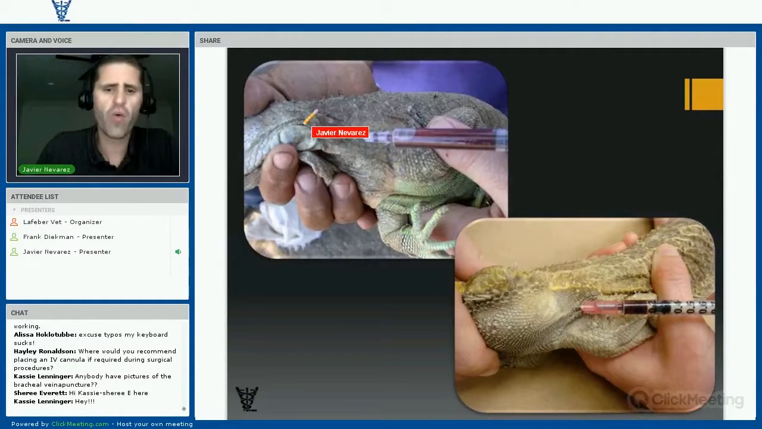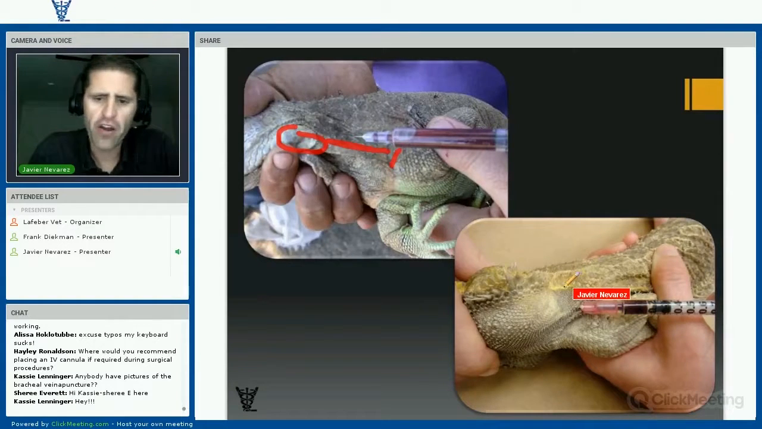Jugulars in lizards, you use that scale on the iguanas right here, and then go to the point of the shoulder right here, and the jugular lays somewhere in a line there. That's kind of the landmarks.